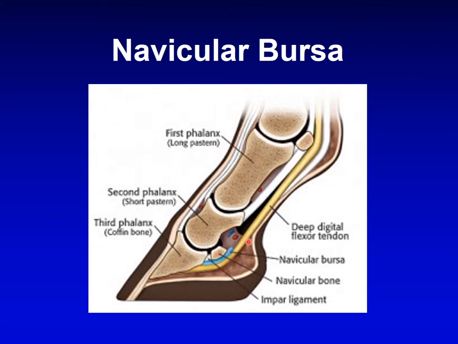Now, between the deep digital flexor tendon and the navicular bone, there's a very narrow area that's called the navicular bursa, shown here in blue. And sometimes this bursa gets infected, and we have to inject it with antibiotics and drain it. And so the most important thing is to know where this bursa is located and how to get access to it. It's located between the navicular bone and the deep digital flexor tendon, the space between the navicular bone and the deep digital flexor tendon.